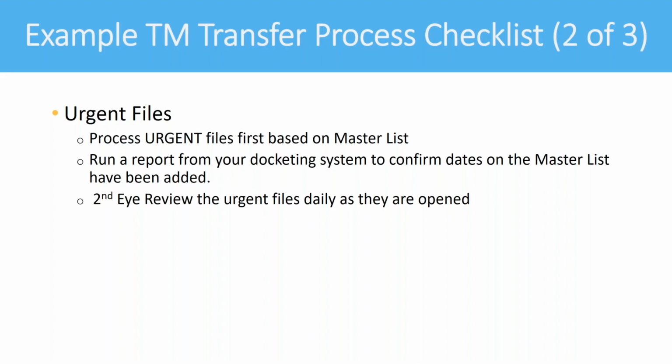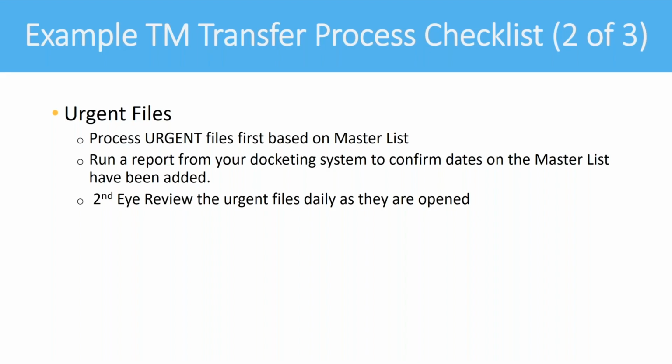Ideally, then at that point, I would also suggest that you run a docket report out of your system to confirm that the dates that you have on your master list, which is probably your spreadsheet, are all showing up on that docket report, so that you've got all of those urgent deadlines that you identified into the docketing system. The last thing you want to happen is to have identified that there was an urgent deadline but not get it into the system onto somebody's docket. And that's the reason why there's a lot of checks in this process.